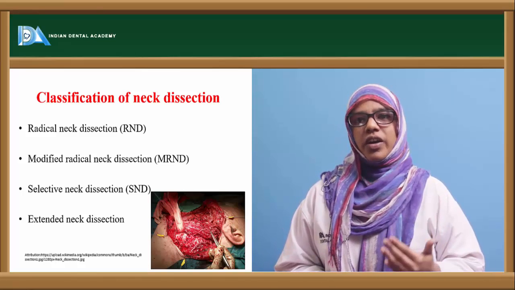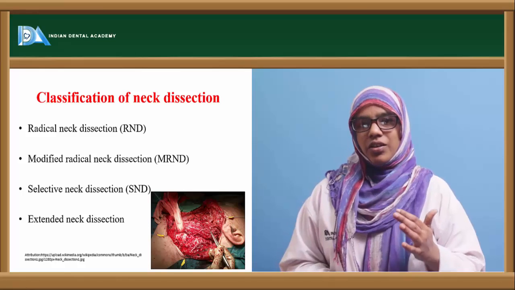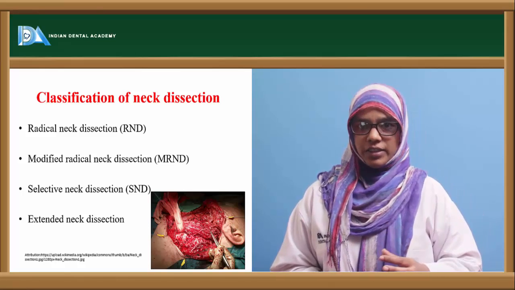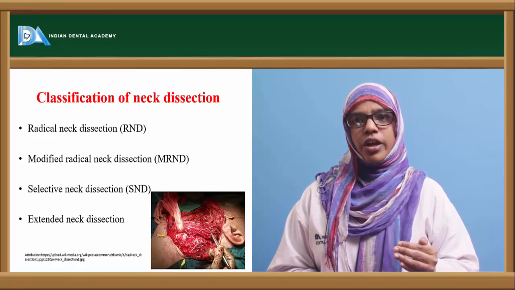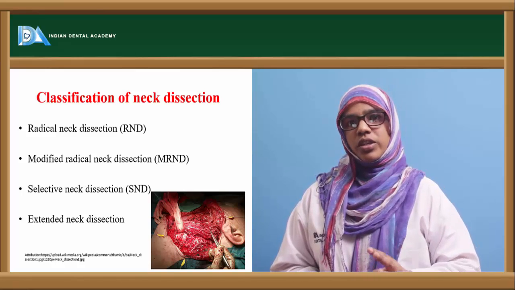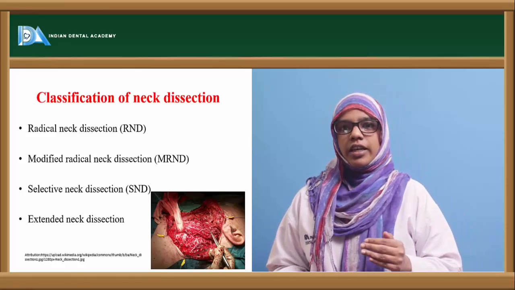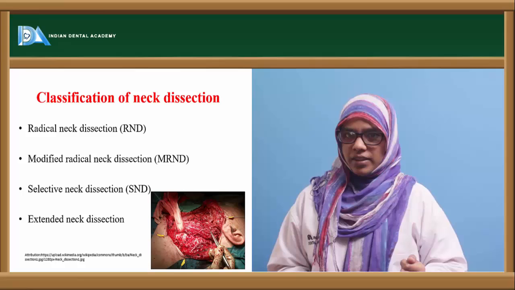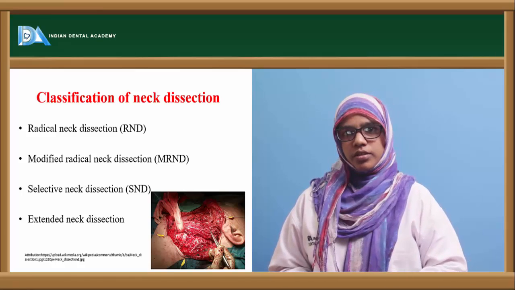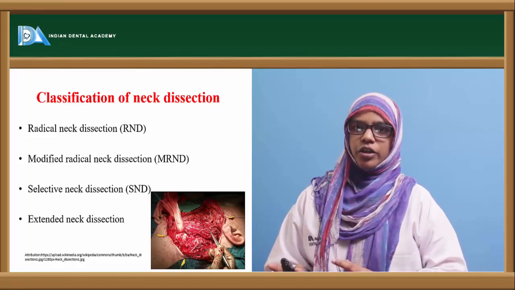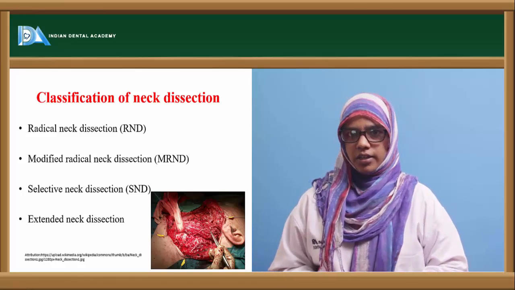Now, modified radical neck dissection. In this neck dissection, you will remove the lymph nodes and lymphatics up to level 4 and you will try to preserve any of the three structures that we used to remove in radical neck dissection. Either you will remove the spinal accessory nerve and preserve the internal jugular vein and sternocleidomastoid, or any one or two you will remove and try to preserve the other one. That is modified neck dissection.